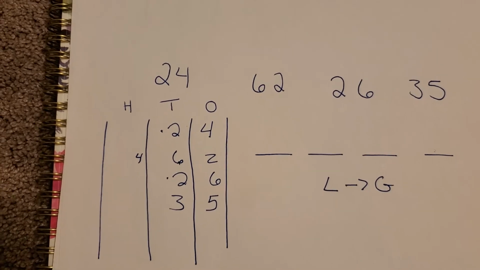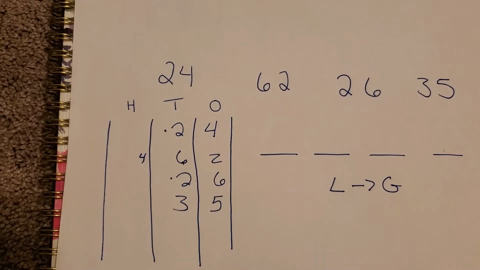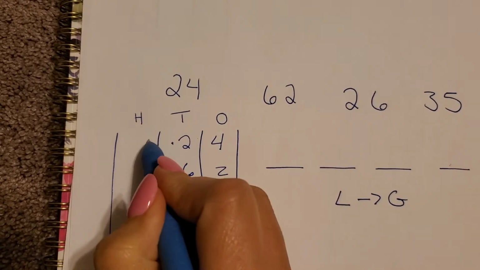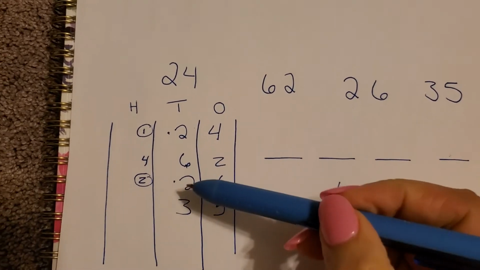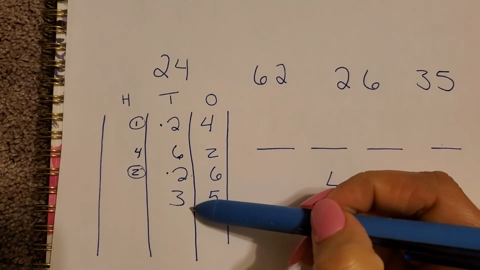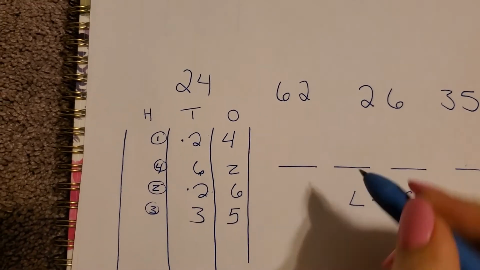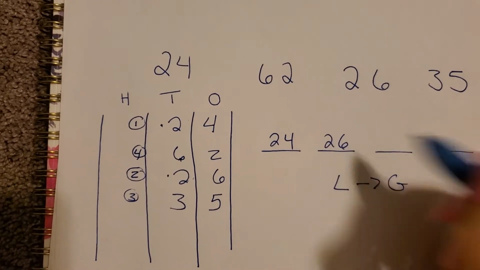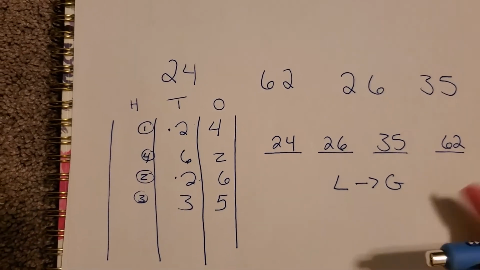Okay, so if we have 2 of the same number in the tens column, then we go ahead and move over to the ones. We know that 4 is less than 6, so that's our first number when we order them. This automatically becomes our second because remember, it was the other one with a 2 in the tens column. 3 is less than 6, so that is number 3. And then we can plug all the numbers in once we have those numbered. So 24, 26, 35, 62.